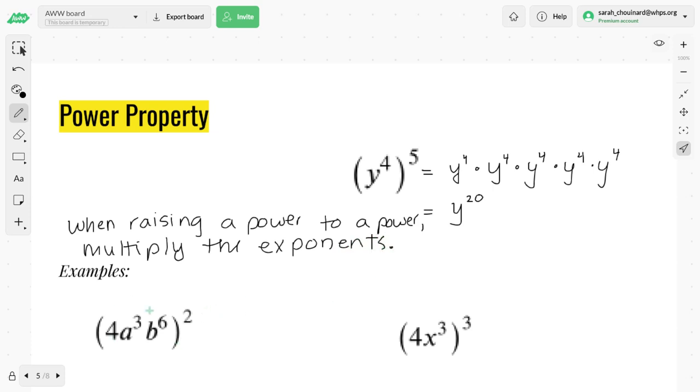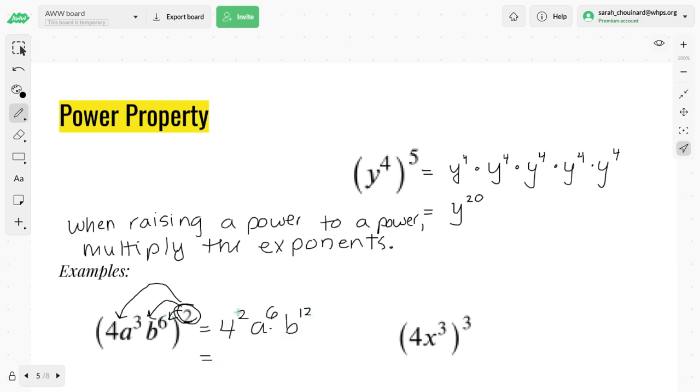So in this case, I have to make sure this 2 goes to every base in the problem. That includes the 4, so I have to square 4. I have to give it to the a to the third, but my rule is to multiply these two numbers, so that becomes a to the 6. 6 times 2 gives me b to the 12th.